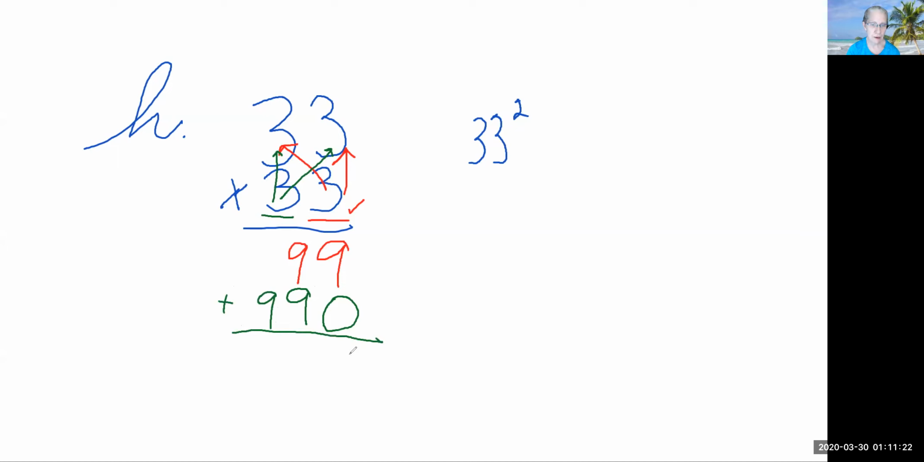Okay, let's add this. 9 plus 0 is 9. 9 plus 9 is 18, so you're going to put 8 in the tens column, and you're going to carry 1 over to the hundreds column. 1 plus 9 is 10. And your answer is 1,089. And 33 squared is equal to 1,089.